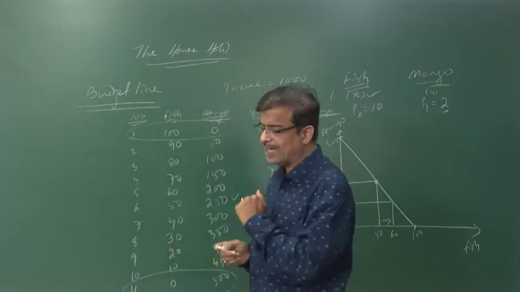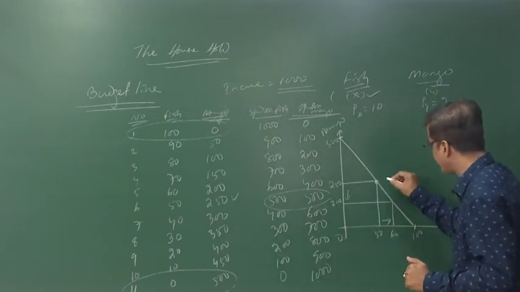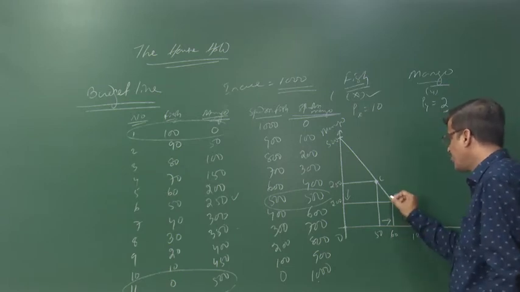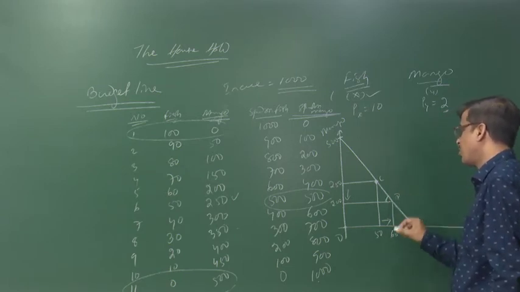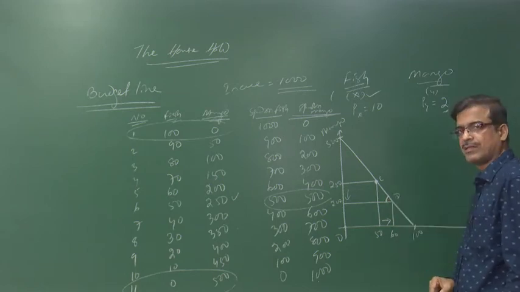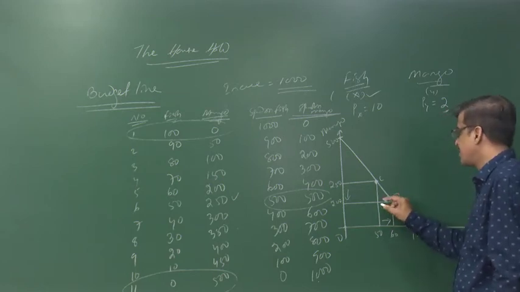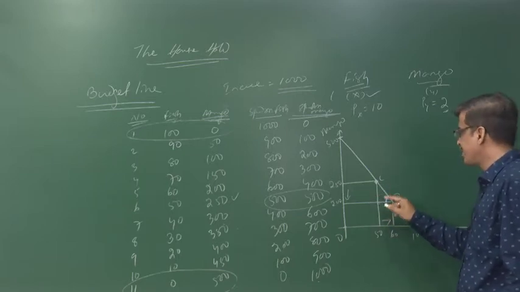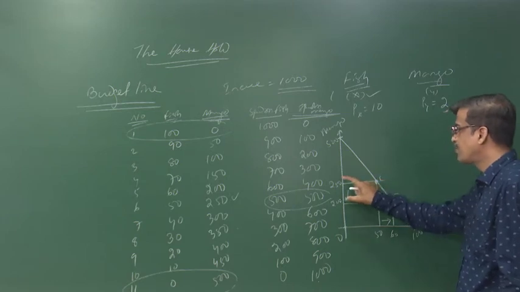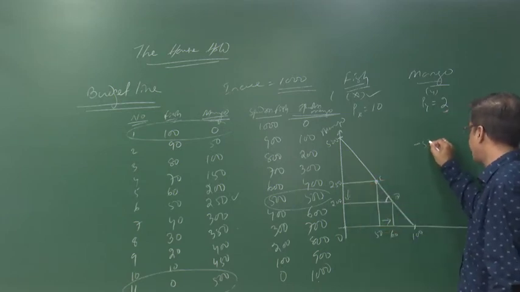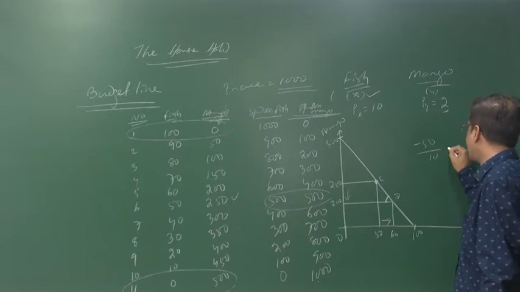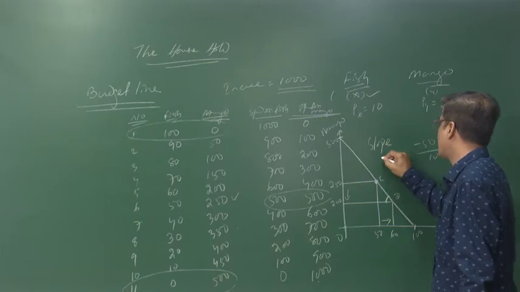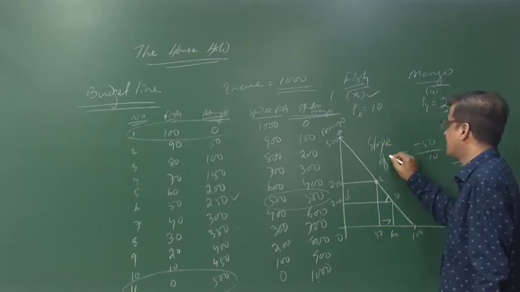Now, considering the movement from this particular point to this particular point, what will be the slope of it? Then how to find this particular slope? Slope means we know tan of this particular thing. Tan of this means P by B, perpendicular divided by base. P by B means the change, that is minus 50 divided by 10, I mean it to be 5, that is your slope of the budget line or the price line.